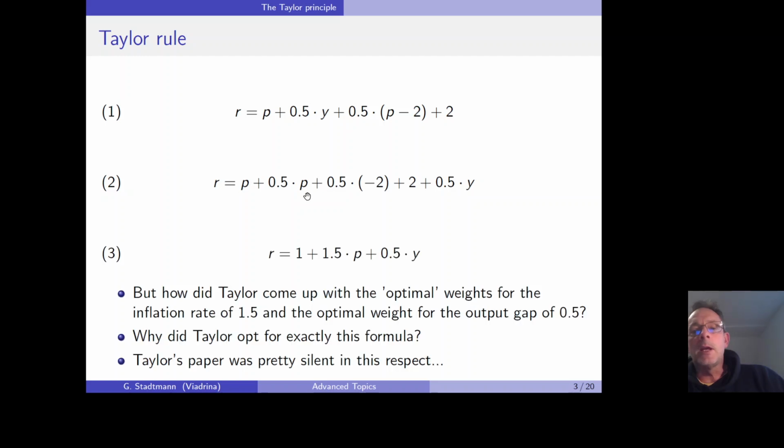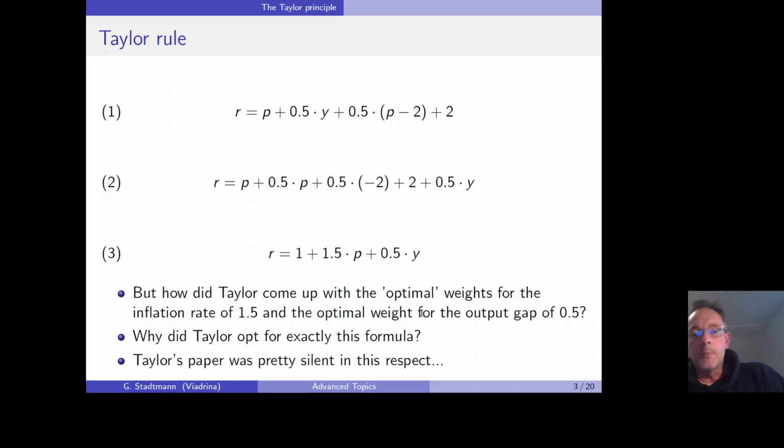And in the end, we can combine these terms. So here we have a negative 1 plus 2, which is like the one here. Then we have 1.5 times P and 0.5 times the output gap. A big question is, how did Taylor come up with the optimal weights for the inflation rate of 1.5 and the optimal weight for the output gap of 0.5? So why did Taylor opt for exactly this formula?